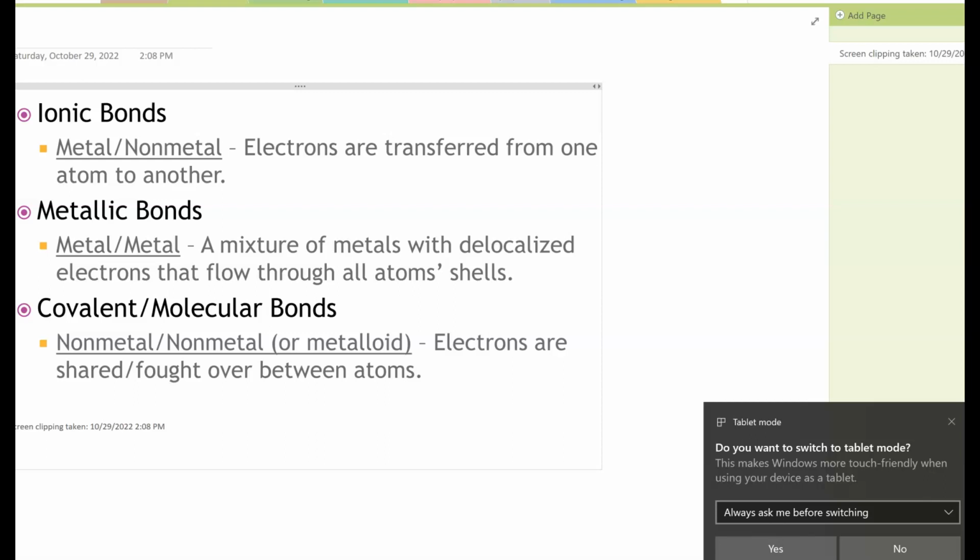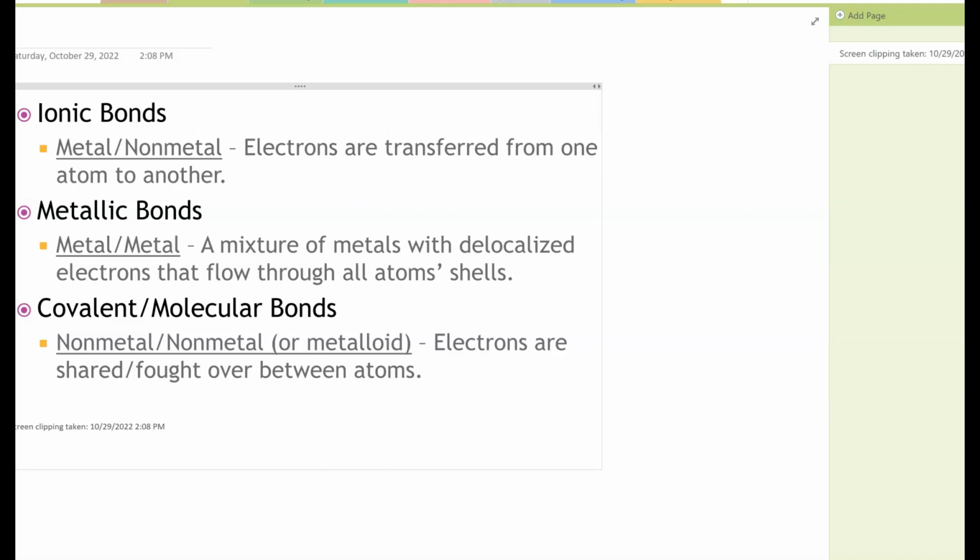Last time we talked about how to determine type of bonding based on electronegativity. We're just going to review how to determine the type of bond based on the type of element you have. So if you're talking about ionic bonds, it's a metal with a nonmetal, and you know that the electronegativity difference is about 1.7 or greater.